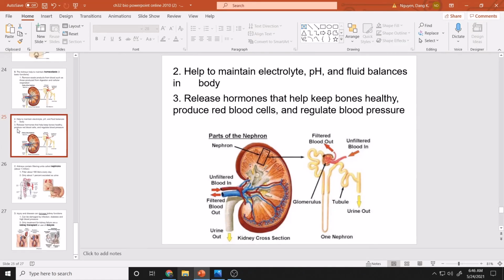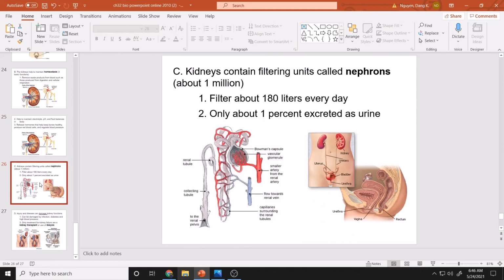All right, so not only do your kidneys remove waste products from your blood that are produced during digestion and cell respiration, it helps maintain the right amount of electrolytes, pH, and fluid in your body. So your kidneys will also release hormones that help keep the bones healthy. In a way, it's involved in making red blood cells, and it helps regulate blood pressure.